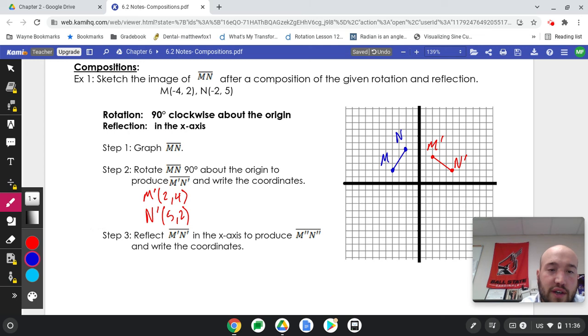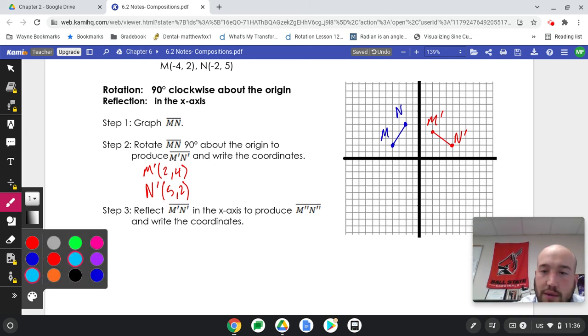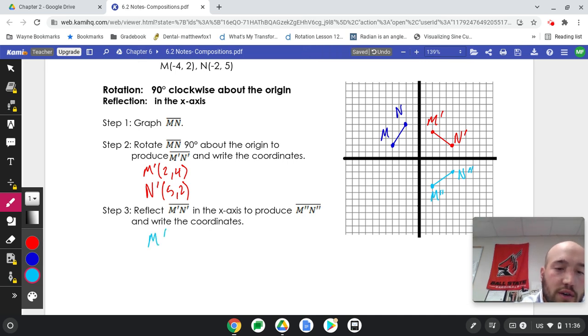And now the final thing, we got to reflect it over the x-axis. So that will end up down 4, M double prime, and N double prime. So M double prime, N double prime, oops. So that'll be 2, negative 4, and 5, negative 2.